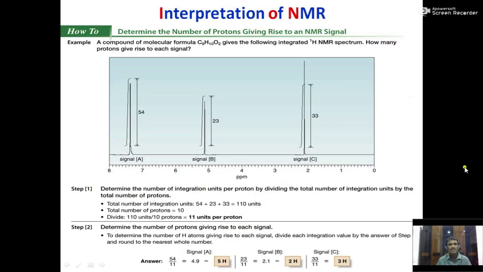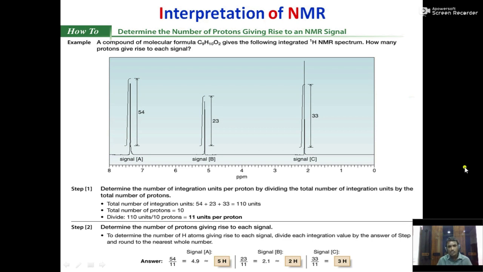Then the interpretation of NMR. We have to learn the interpretation of the NMR spectrum. A simple example I have taken here. You can see that the signals are integrated. You have to measure the height of the integration. With a scale you can simply measure the height of the integration.